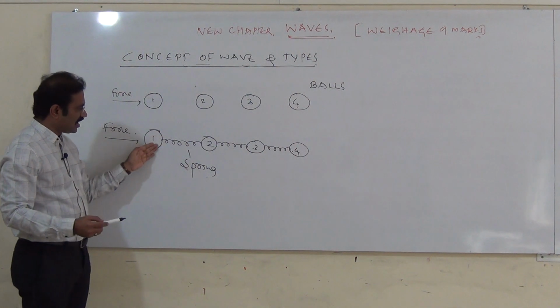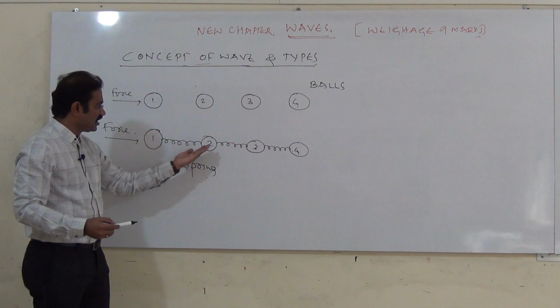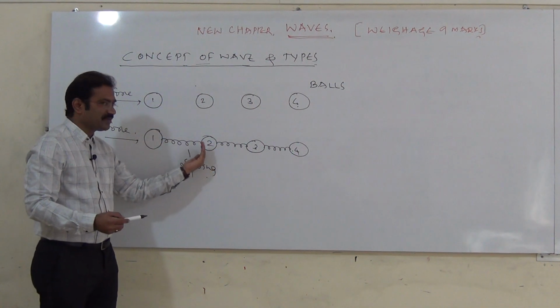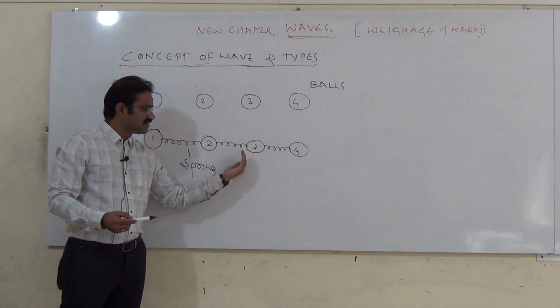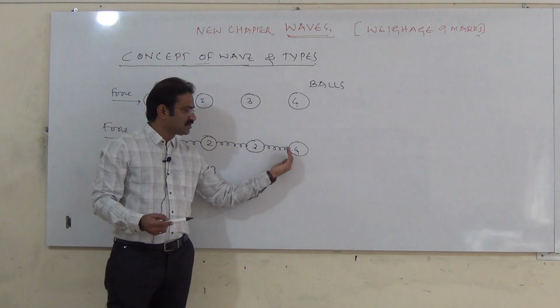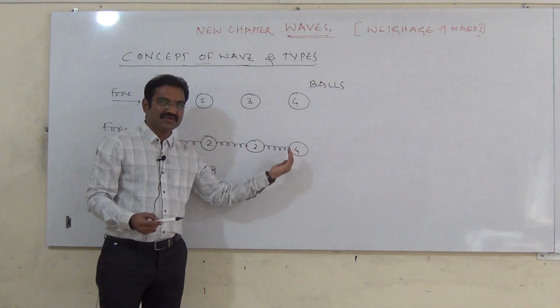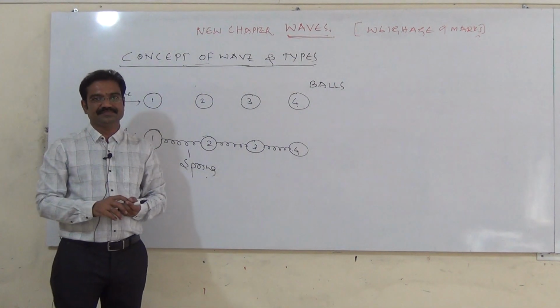So this ball will affect these 3 remaining balls. Observe, if it begins to vibrate, automatically this one also begins to vibrate with a lesser amplitude. This also begins to vibrate with a lesser amplitude. This begins to vibrate with a lesser amplitude. It means that all the balls begin to vibrate.